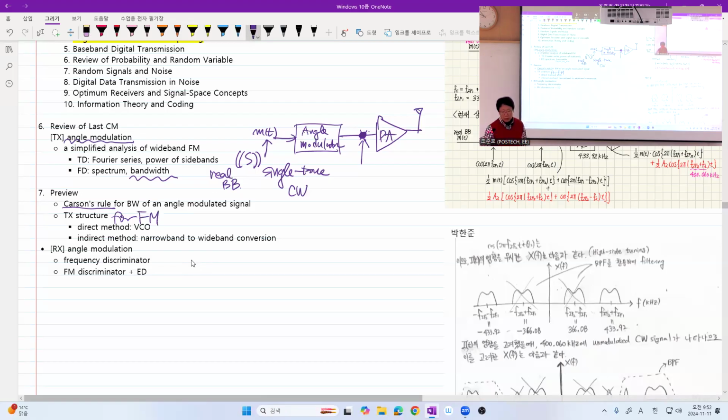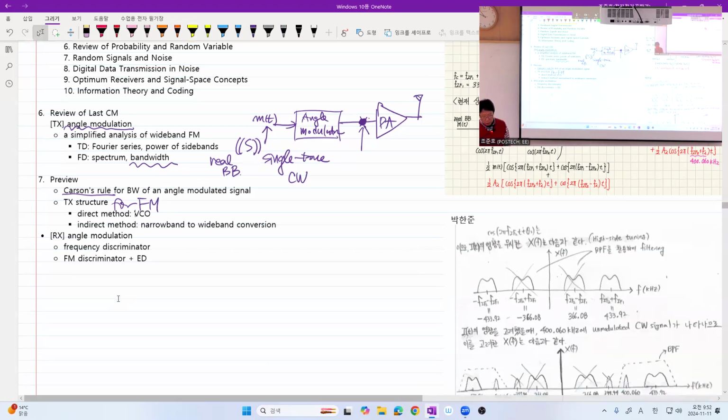In the receiver, you will learn the device called the frequency discriminator. And also, you will see a very practical structure of FM receiver that consists of a frequency discriminator and an envelope detector. And you will see this envelope detector appears not only in the DSB with transmitted carrier or large carrier, but also in the FM receiver. Okay, so this is the big picture.